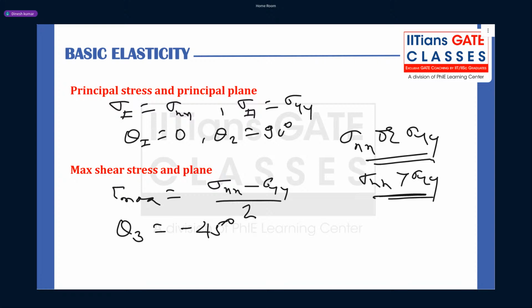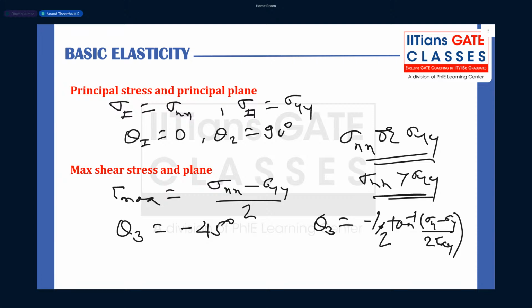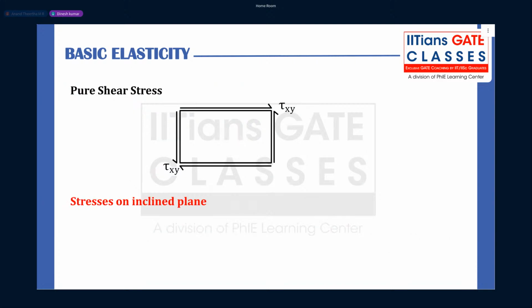Why minus 45 degree? Because we know theta 3 is minus 1 by 2 tan inverse of sigma x minus sigma y upon 2 tau xy. Now tell me, is it coming plus or minus? Minus, sir. Exactly. So we have to be very careful about orientation. Okay, so these all are important things.